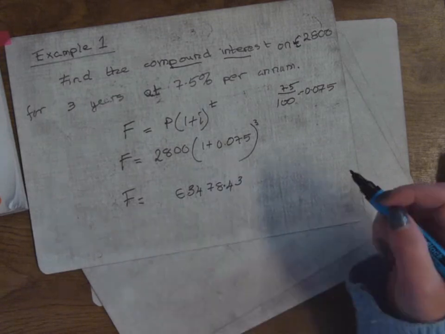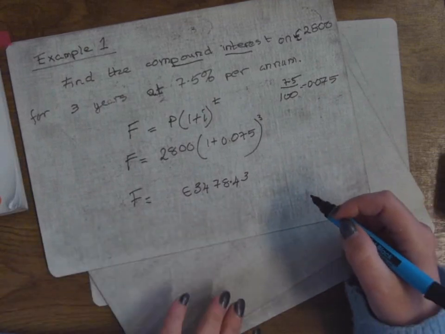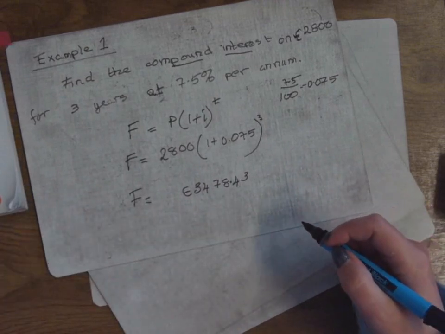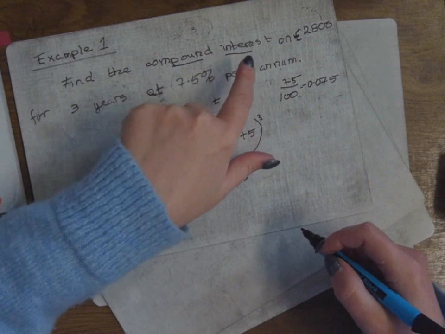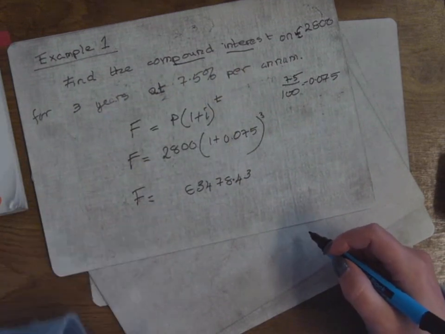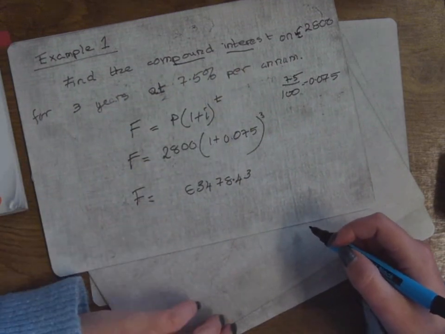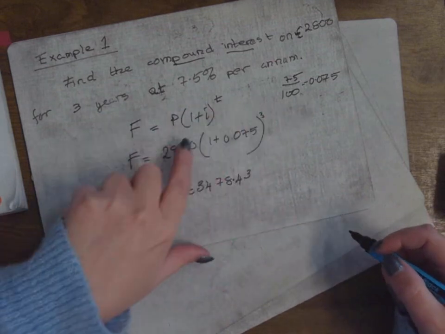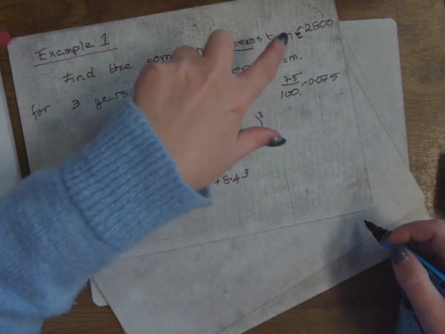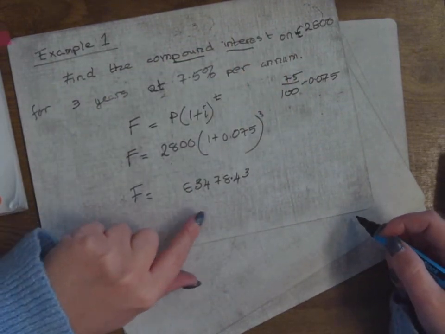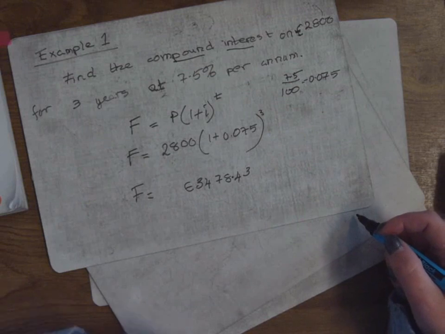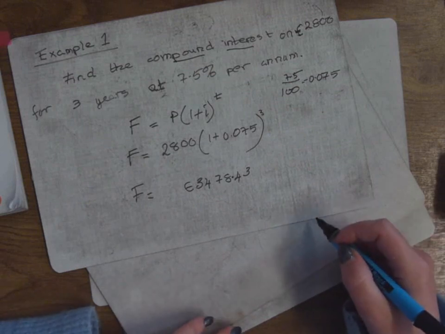Right? Okay. So 3478.43. Now back to the question. They said find the interest. I know what's in the account now. How do I find the interest? What have I to do? So I put in 2,800, right? And I looked at my account balance, and this is how much I have now. So how do I find the interest?